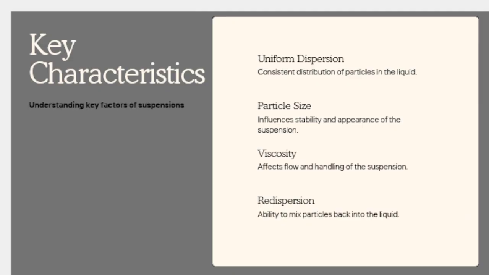Next, coming to the characteristics of a suspension: uniform dispersion means the particles which we are adding to a liquid medium should be uniformly distributed. Particle size influences the appearance and the stability of the suspension. Viscosity affects the flow and handling of the suspension. And redispersion: the particles which we have added to the liquid should get easily redispersed. That is the characteristics of a suspension.